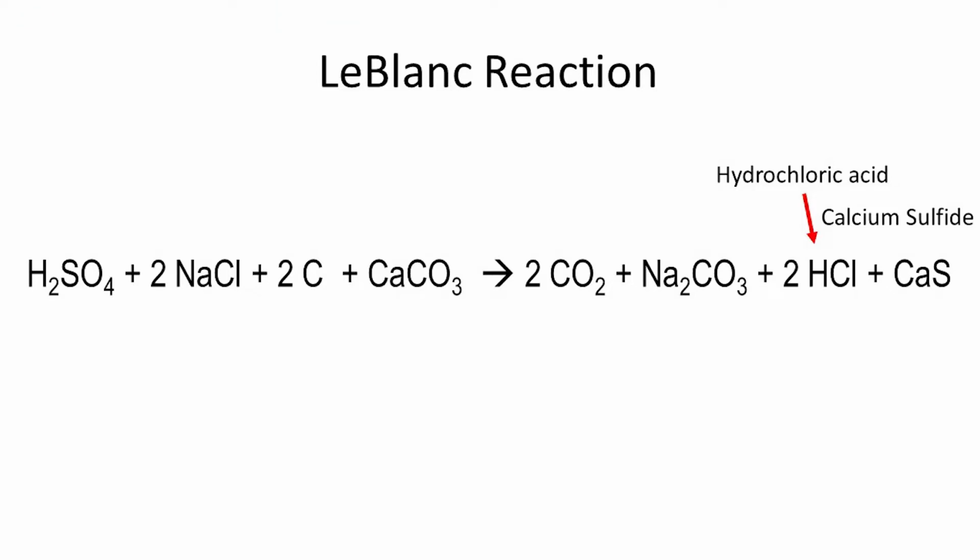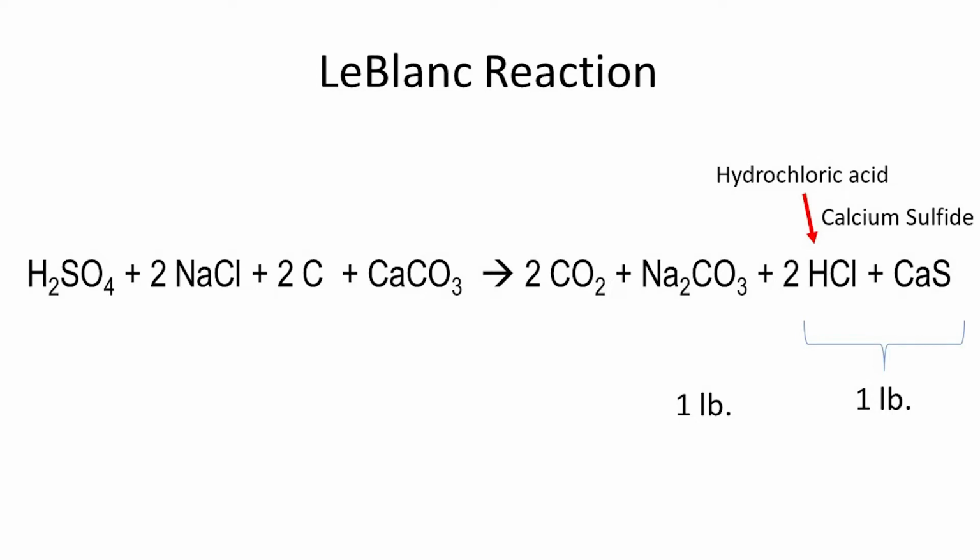Remember that the LeBlanc process produced hydrogen chloride and calcium sulfide. Let's cut to the stoichiometry real fast. We can calculate that for every pound of soda, the LeBlanc process also produces a pound of those waste products. Of the pound of waste, about 3/4 is calcium sulfide and the rest is hydrogen chloride.